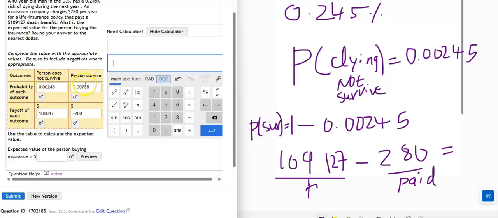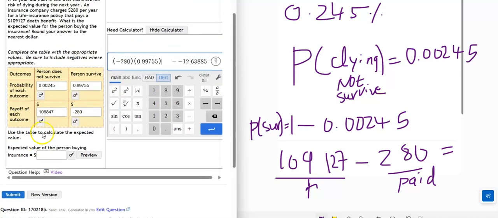Now to find the expected value, multiply each probability with the value of the outcome, here the payoff amount, and you add them. So basically you're going to do 0.00245 times 108,847 plus minus $280 times the probability here, 0.99755. Okay, close it. So you get negative 12.63. So that's how you find the expected value.